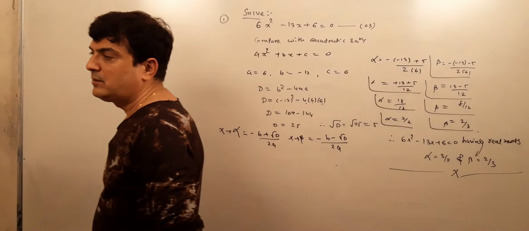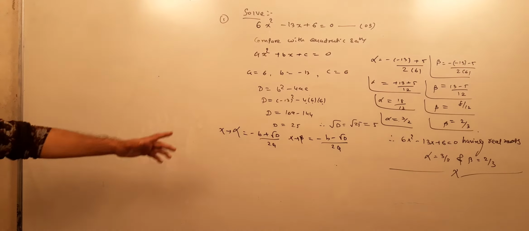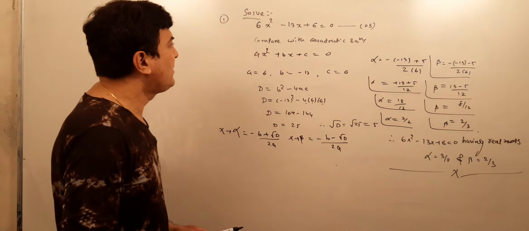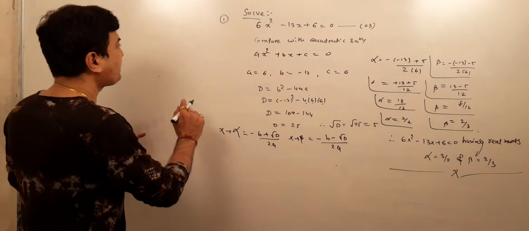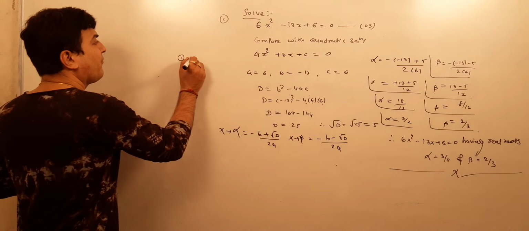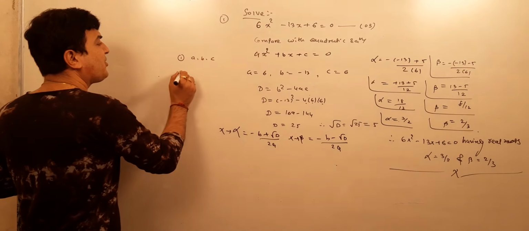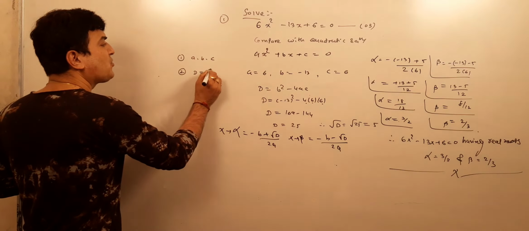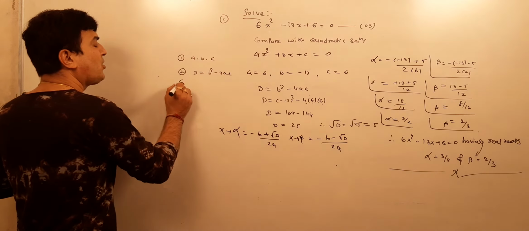Okay. In short, this is the values of alpha and beta. Very simple. First step, find the a, b, c. Second step, find the D equals b square minus 4ac.